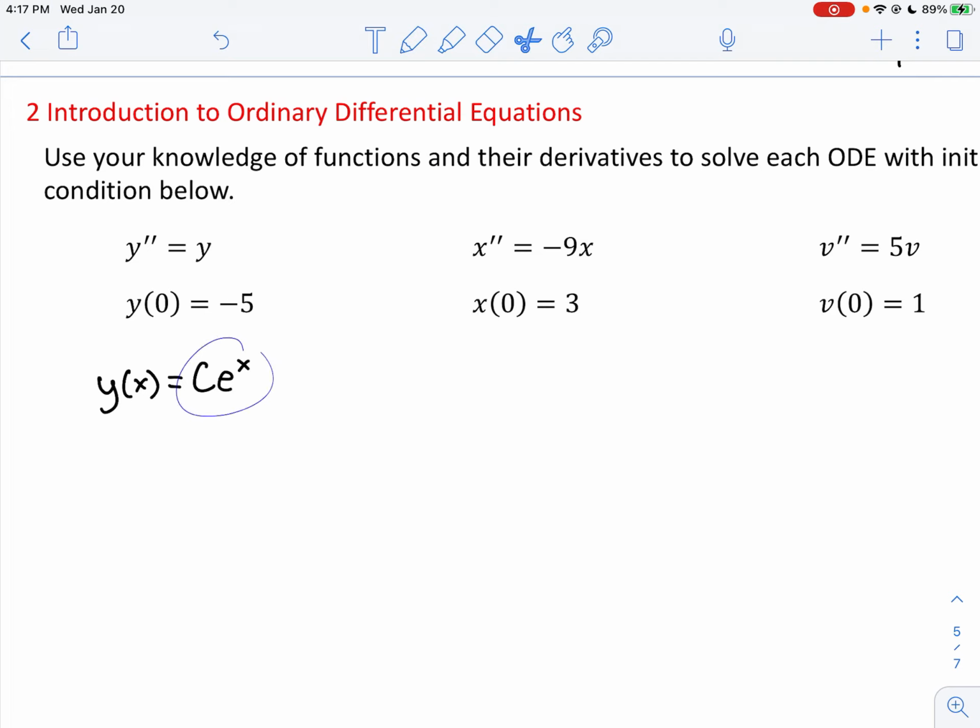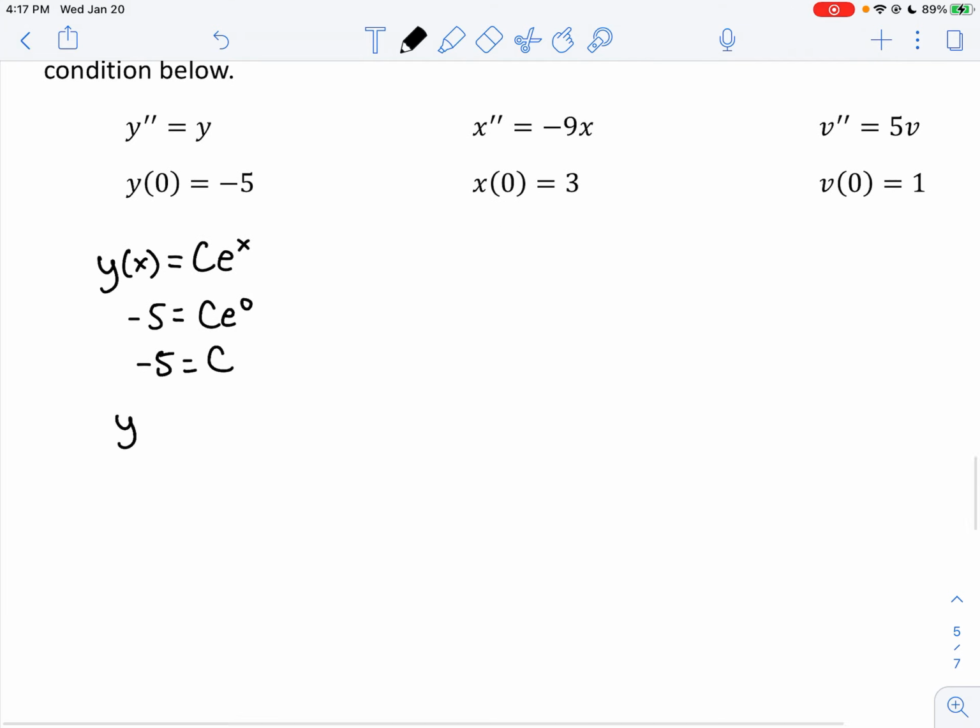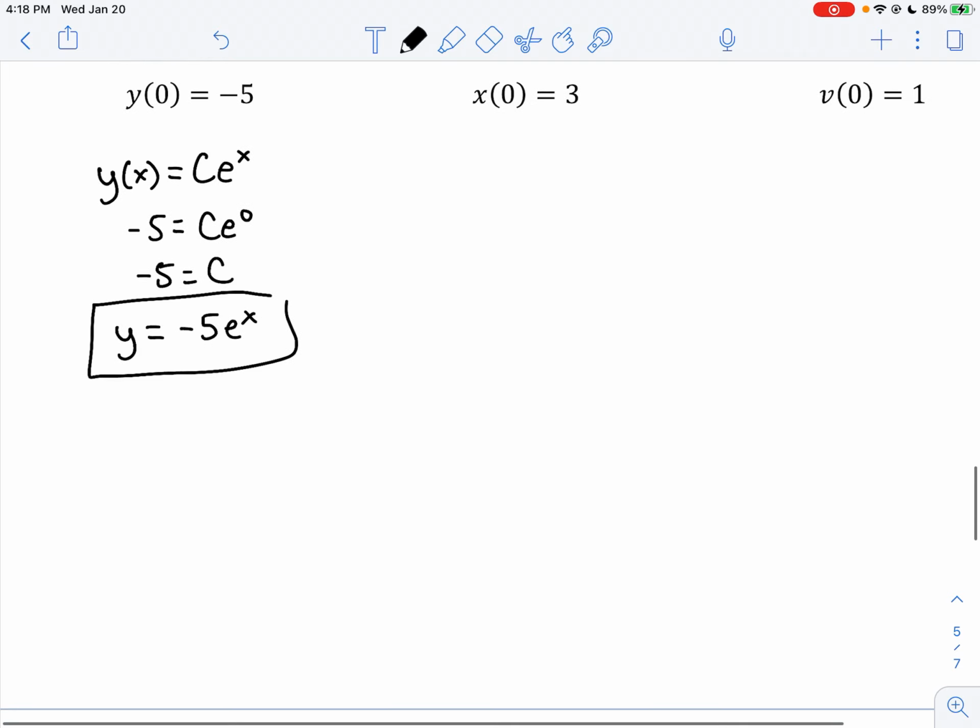And I do leave it to you to verify that if you do the second derivative of this, it's the same thing as the original. So the second derivative is equal to the original. And plug in 0 for x at the same time y is negative 5. This tells me that c must be negative 5. So we get a solution that is y is equal to negative 5 e to the x. This will work. Turns out there's another solution though.